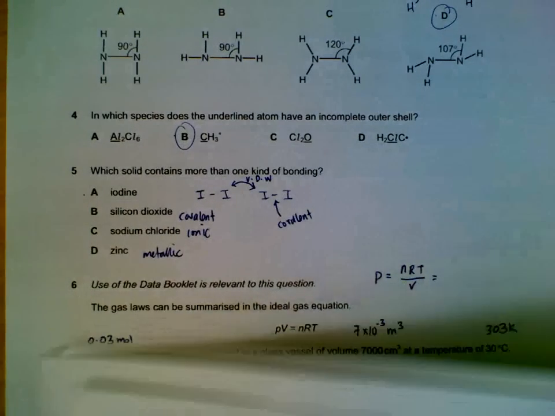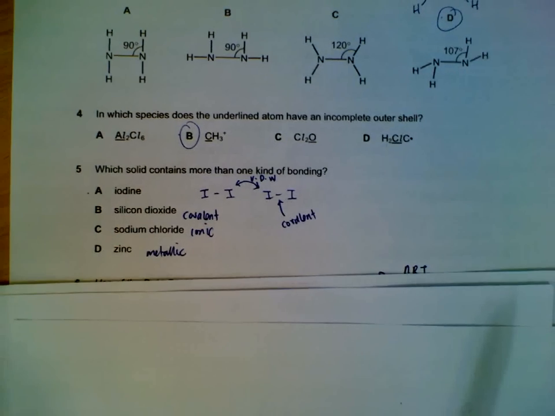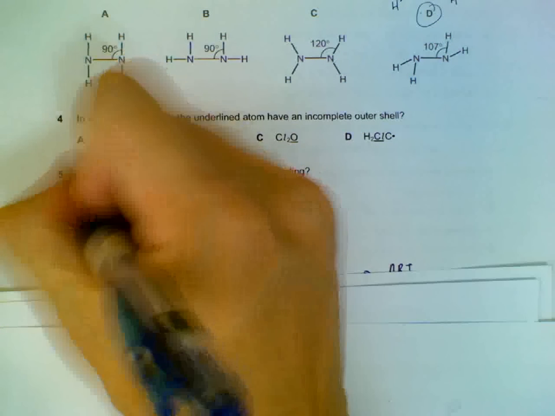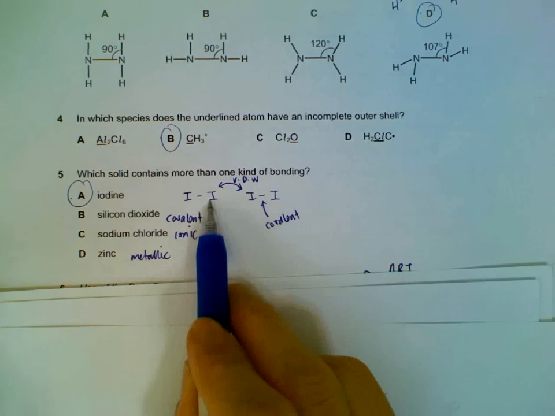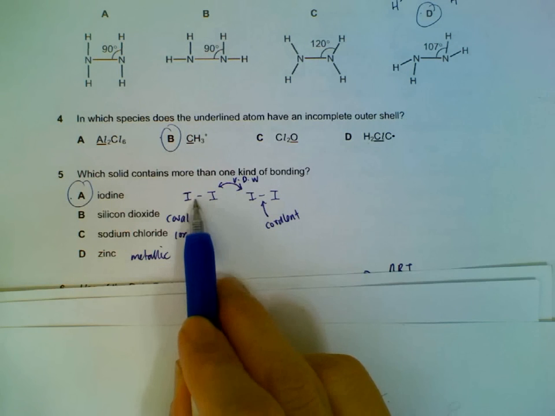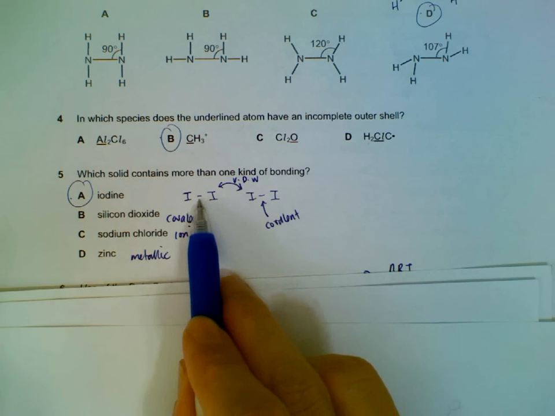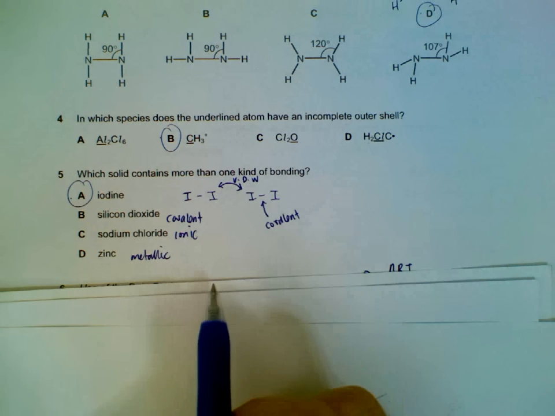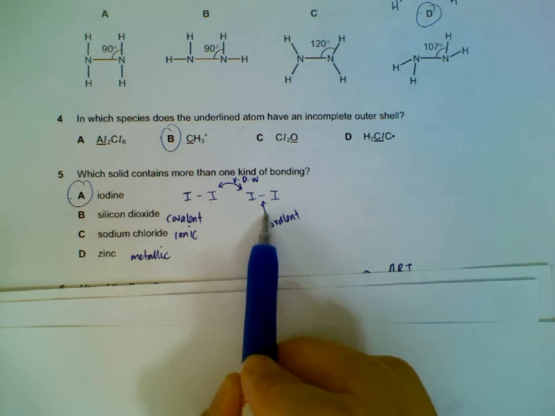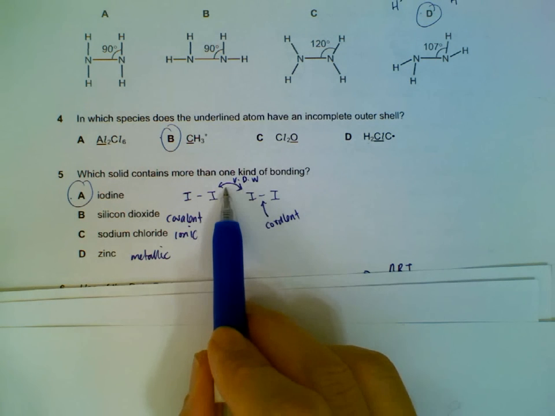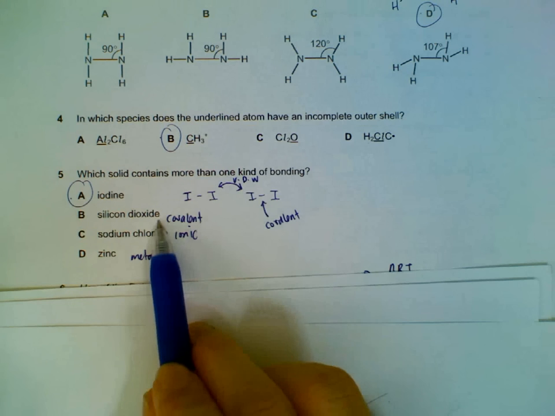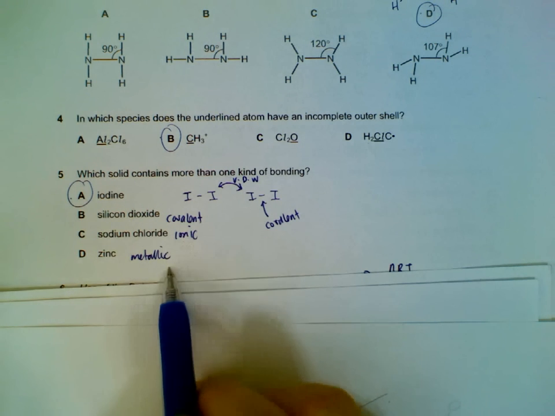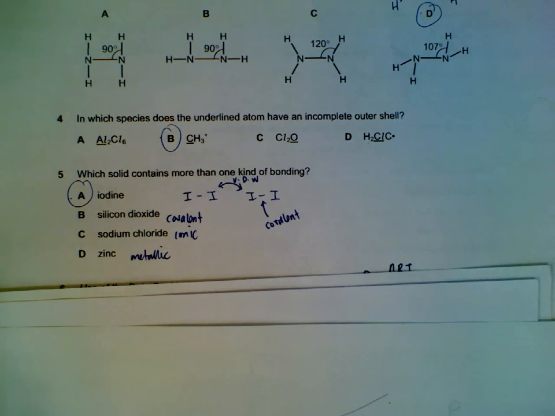Which solid contains more than one kind of bonding? Iodine will be the answer, because iodine, besides having covalent bonds within the molecules, between the atoms, has van der Waals forces among the molecules. So covalent bond, one kind, van der Waals forces, a second kind. For silicon dioxide, there's only covalent, sodium chloride ionic, zinc will be metallic.